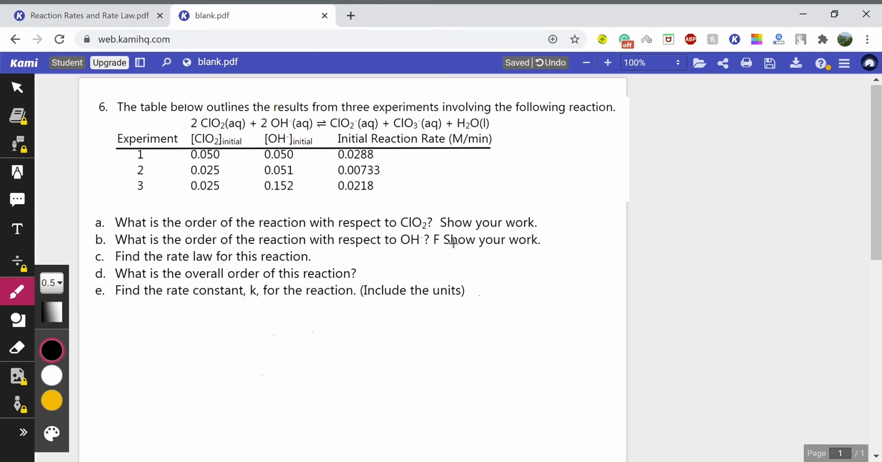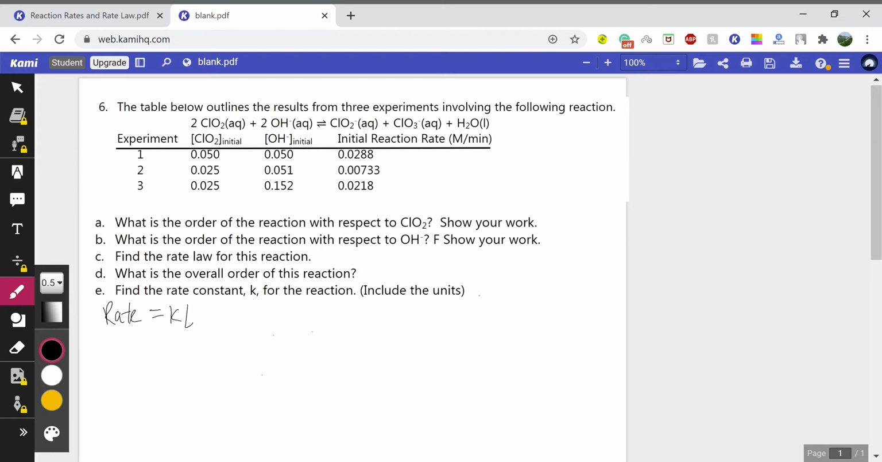Hi, in this video we're going to learn how to find rate law, rate orders, as well as the rate constant K. So first we're given 3 different experiments with different concentration data. And now we need to find the order of the reaction with respect to ClO2 as well as to OH minus.